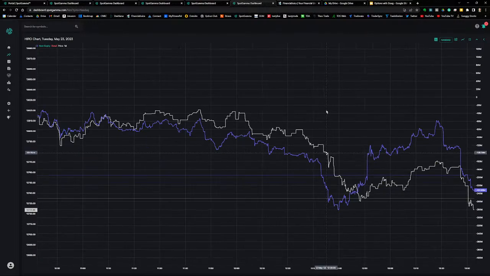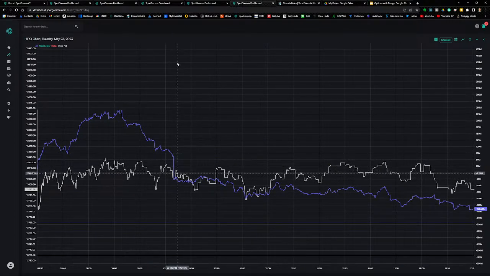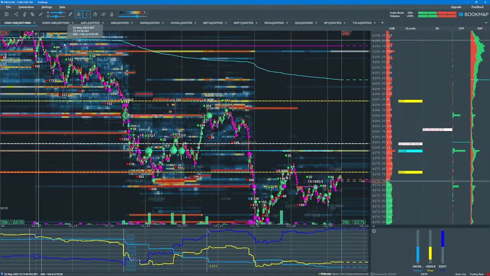First of all, let's zoom in on the morning. So briefly, Hero supporting longs up until about 10 a.m. Rising Hero line. Traders are taking positive delta positions up until, again, about 10 a.m. And then Hero starts to move lower. It looks like price chopped around for quite a while. Let's go take a look at Bookmap for NASDAQ.